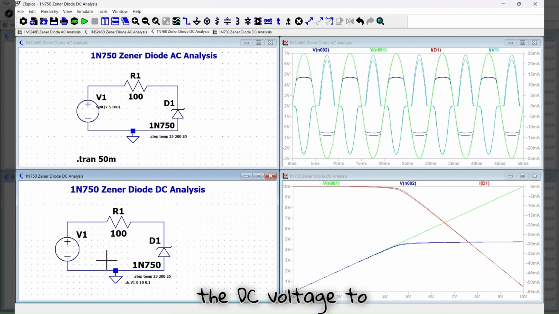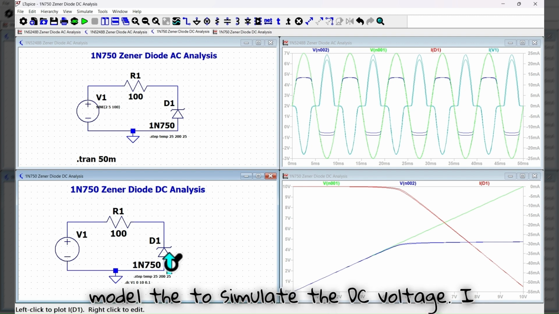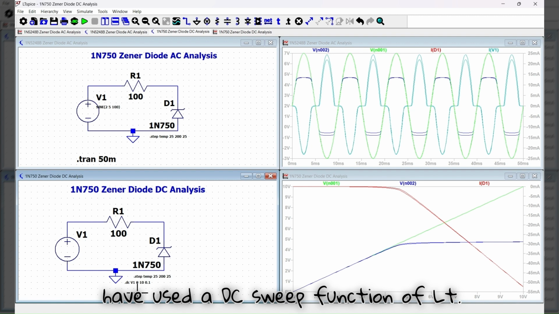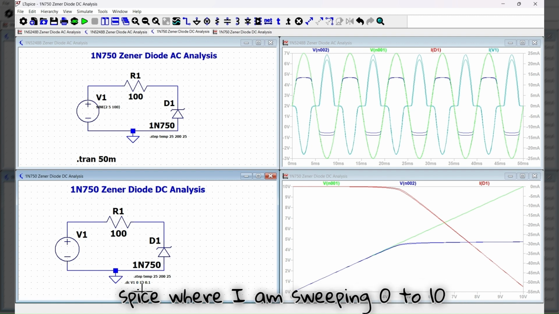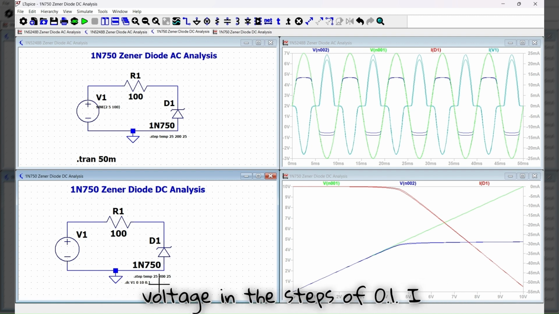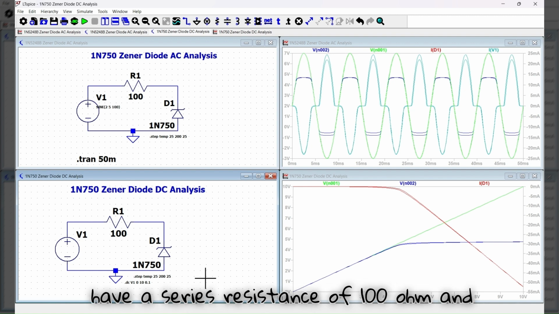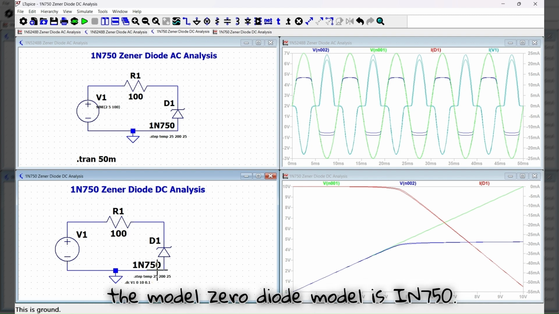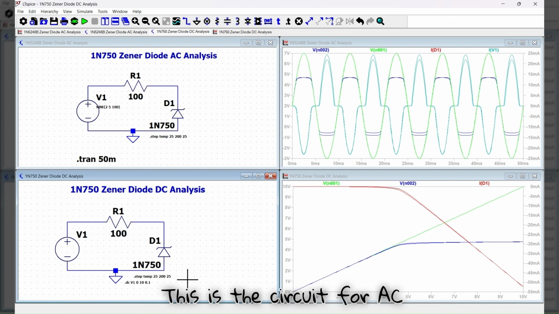Here you can see the DC voltage model to simulate the DC voltage. I have used a DC sweep function of LTspice, where I am sweeping 0 to 10 volts in steps of 0.1. I have a series resistance of 100 ohm, and the Zener diode model is 1N750.